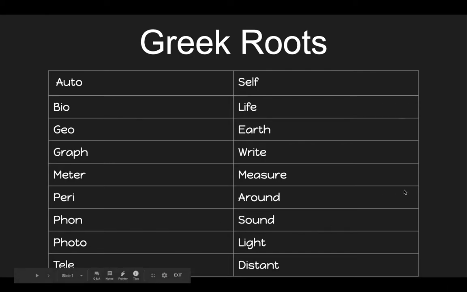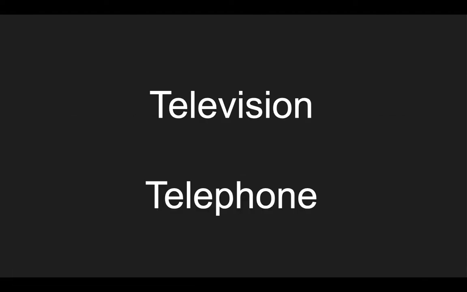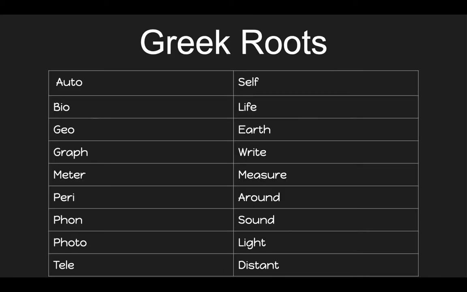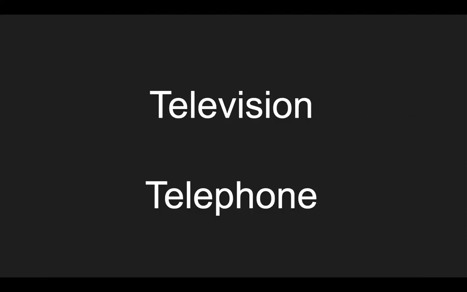All right, we're going to look into a couple of these today for our word study. So we can think about these bases very literally and think about what these words literally mean to help us decide the meaning of the word. So remember, tele means distant. So television. Now we know vision means to view something, and tele means distant. So this would mean to view from a distance. So think about a television. That's what a television is made for. You sit and you view something from a distance.